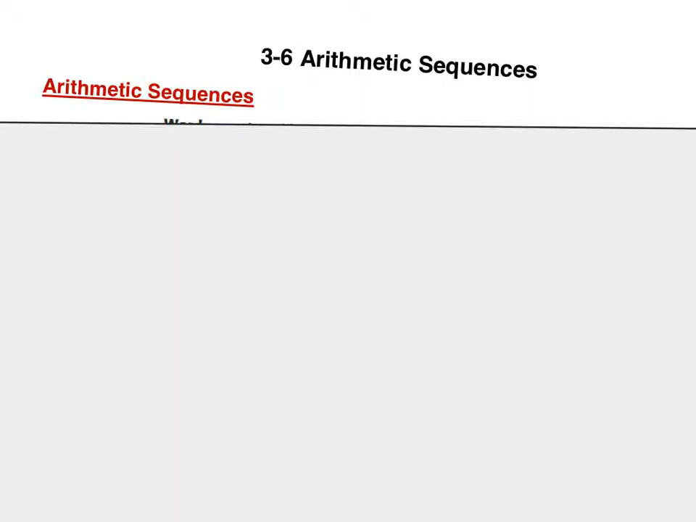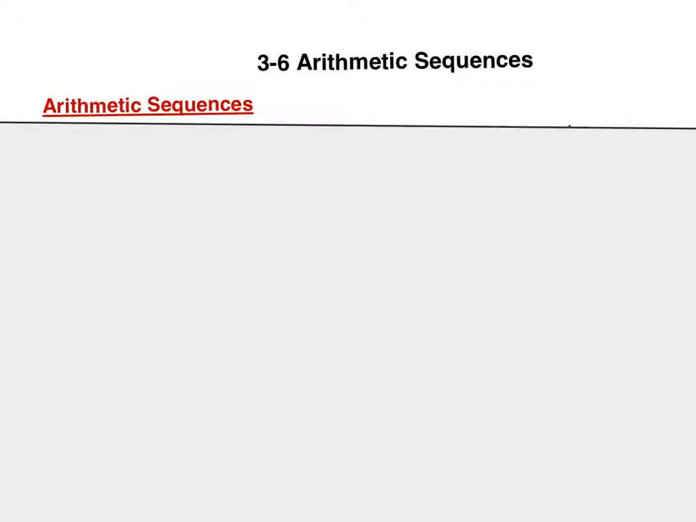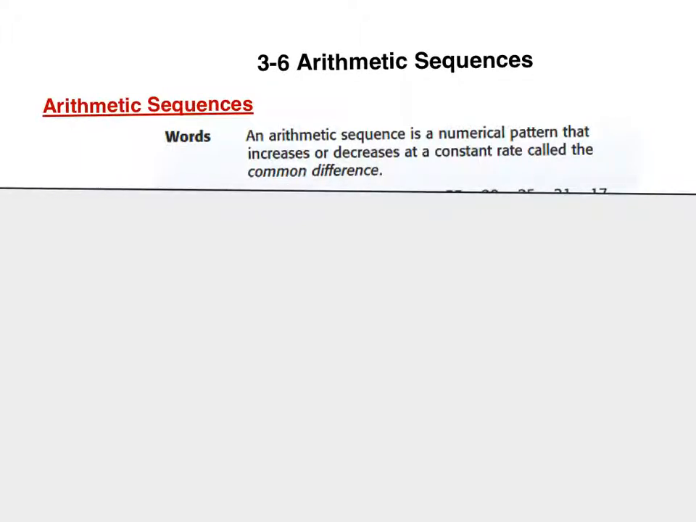Now, an arithmetic sequence is actually a sequence that you will see very often in all sorts of different assessments, such as the SAT, the PSAT, any sorts of SSAT testing, or any of those things. And what an arithmetic sequence is saying is the following. An arithmetic sequence is a numerical pattern that increases or decreases at a constant rate, which is called a common difference. That's a lot of words for basically saying something like the following.